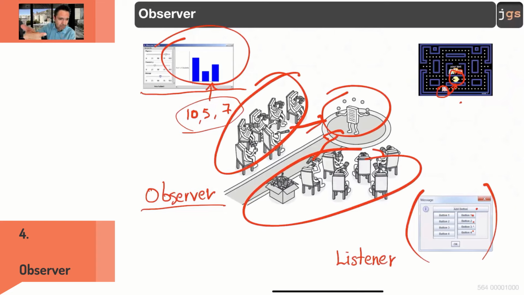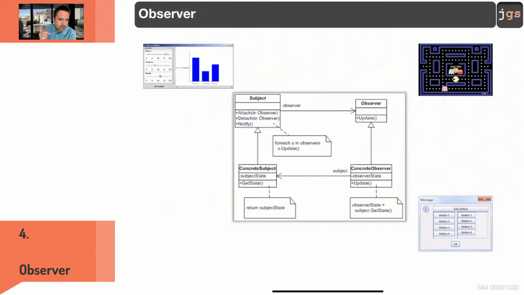We understand the problem. The next point is, okay, I am going to follow the observer every time that I need to share information between two classes. What is the observer pattern? The observer pattern is a class diagram, this class diagram.